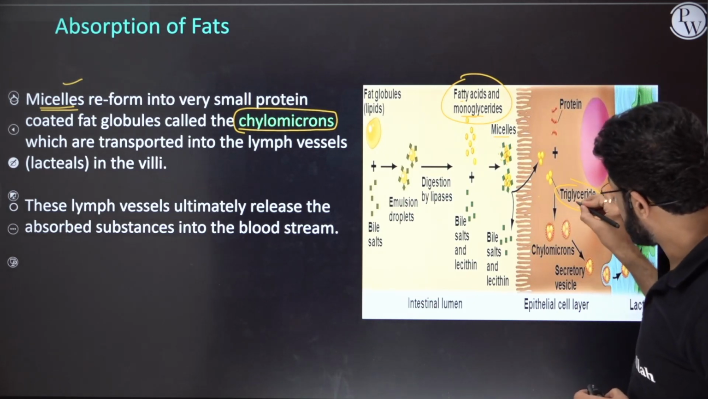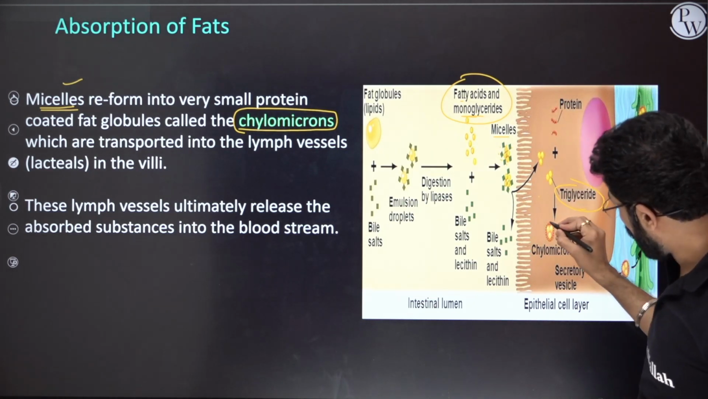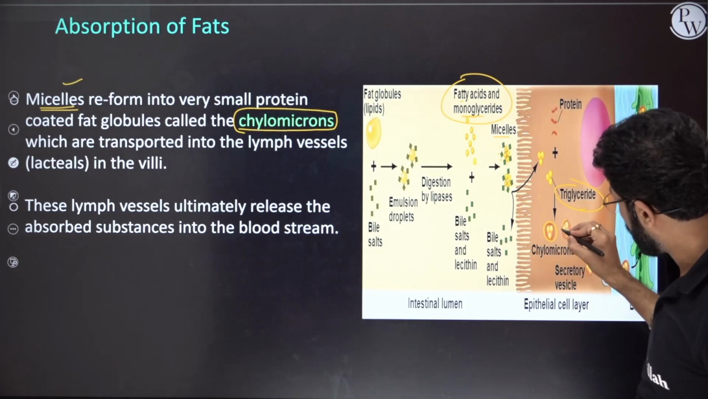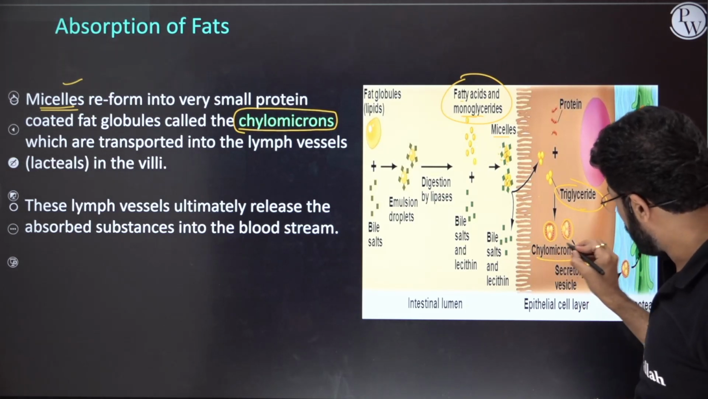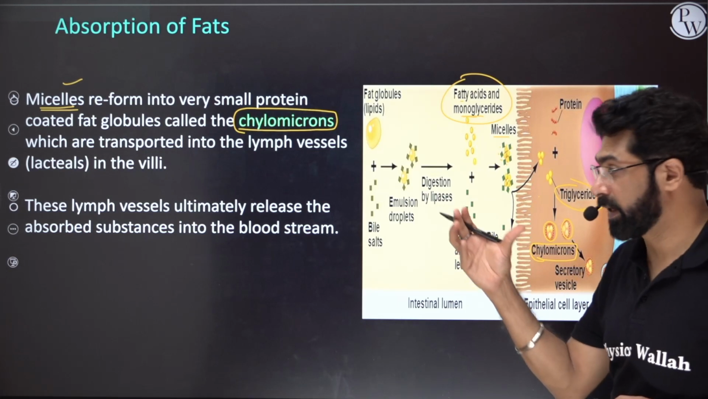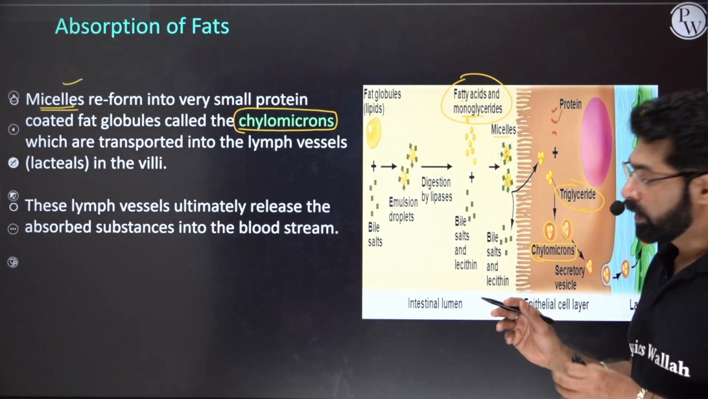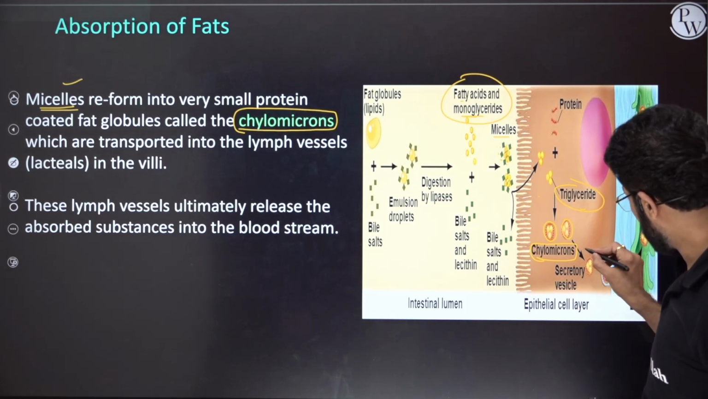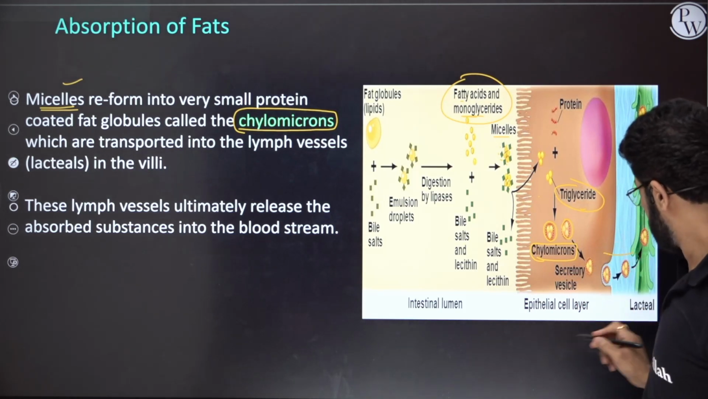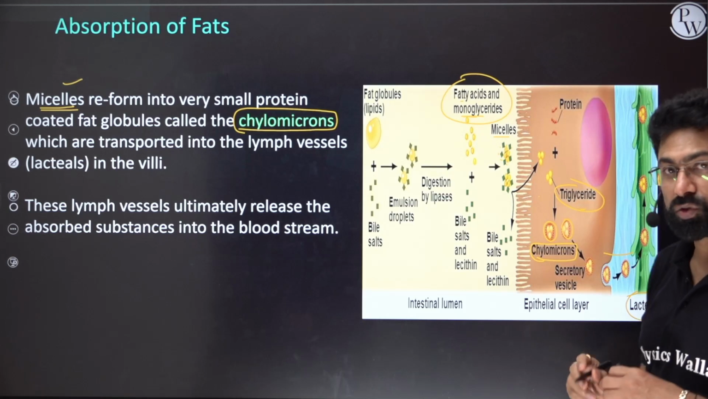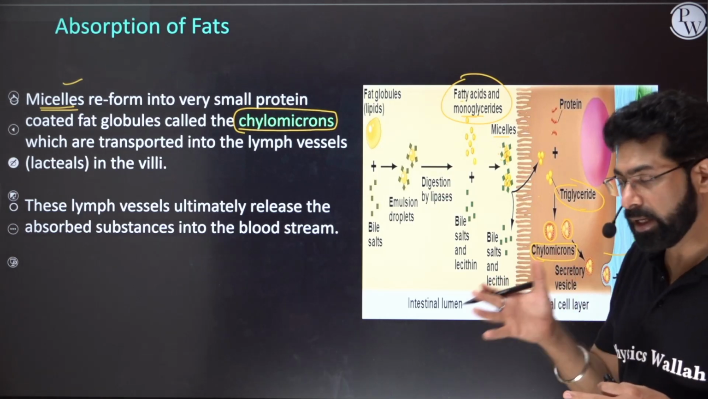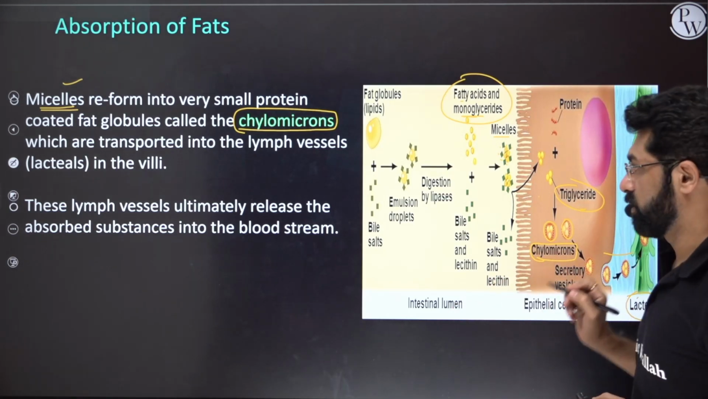Now, these triglycerides are being coated by a protein cover. And this is called a chylomicron. This is a bigger unit as compared to micelles. So these chylomicrons cannot enter into the blood capillary. They have to enter into the lymphatic channels, that is called lacteals. So they will enter directly into the lymph channels, that is a lacteal.